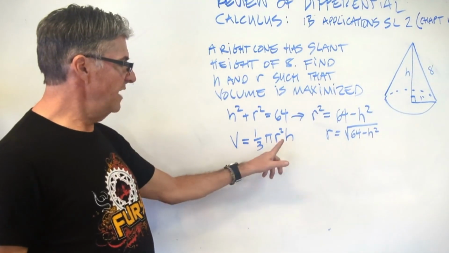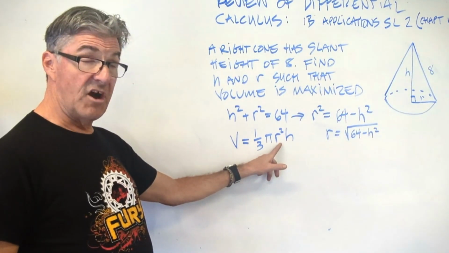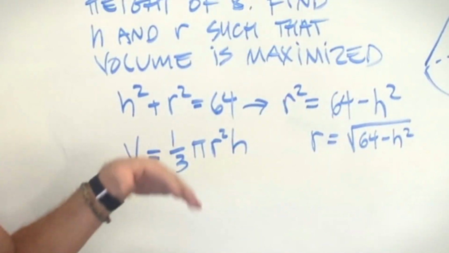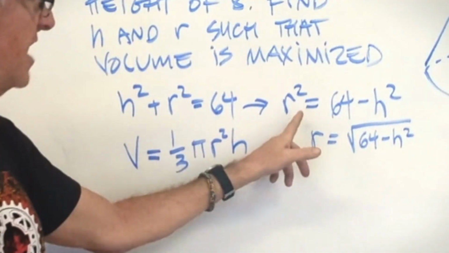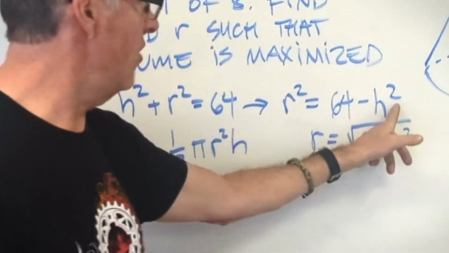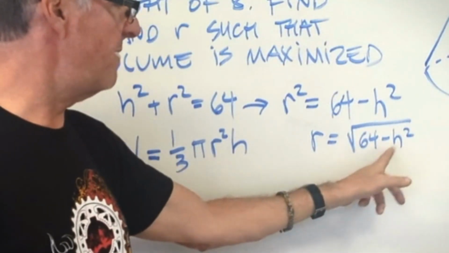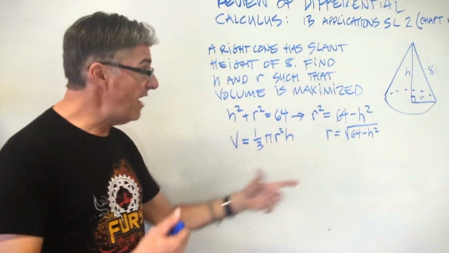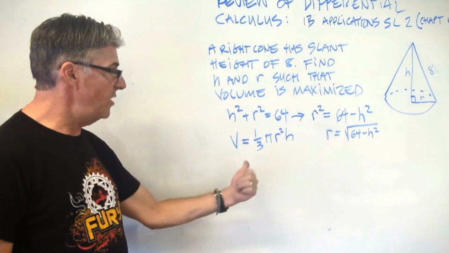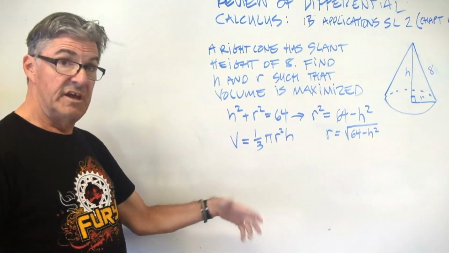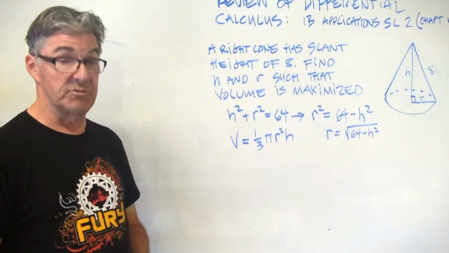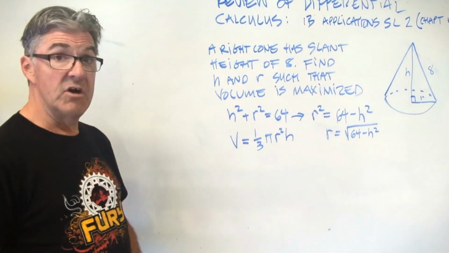Okay, so I would love to be able to sub something in for r in this equation so I can solve for height. So here we go. I got r squared, I move my h squared over to the other side, 64 minus h squared. r is going to be root 64 minus h squared. So now I have an r that I can sub into this function and rearrange and get something I can take a derivative of. So pause the video and do that.